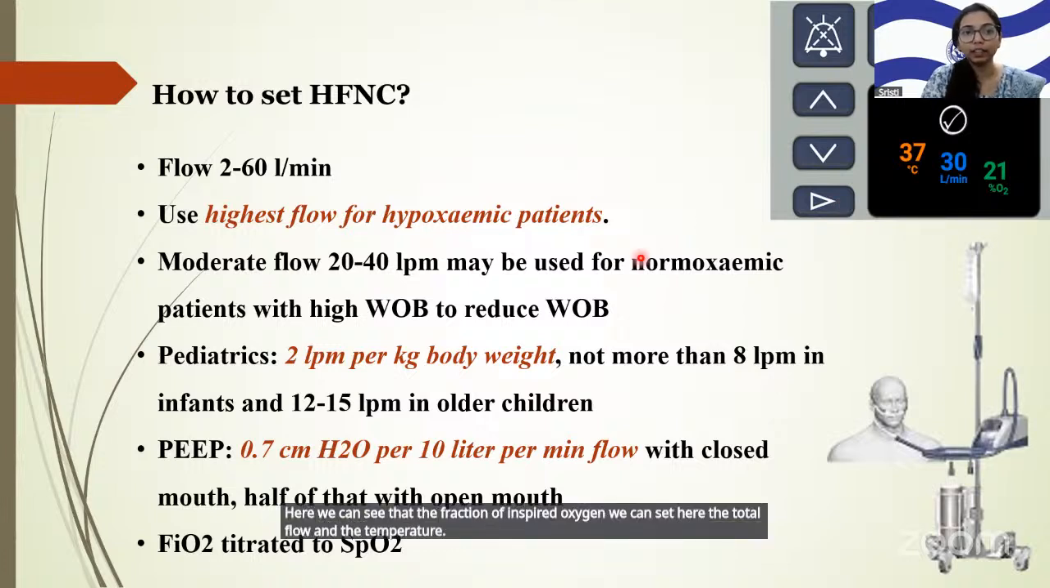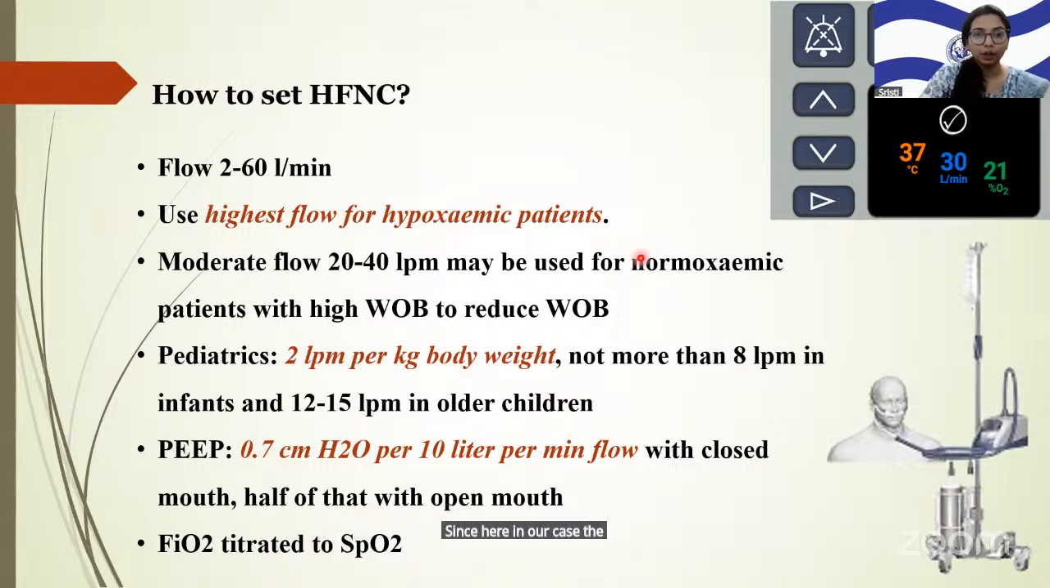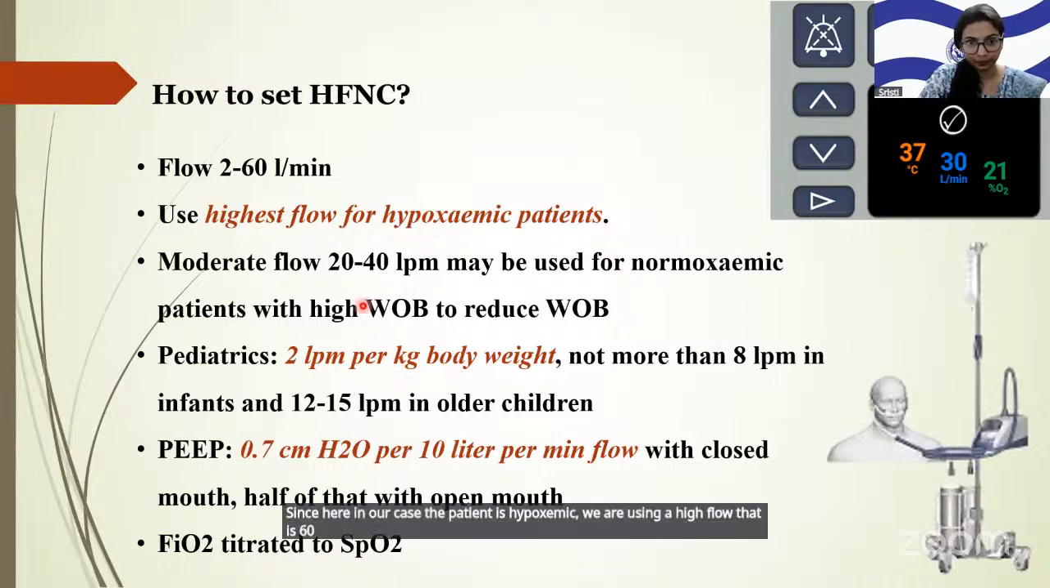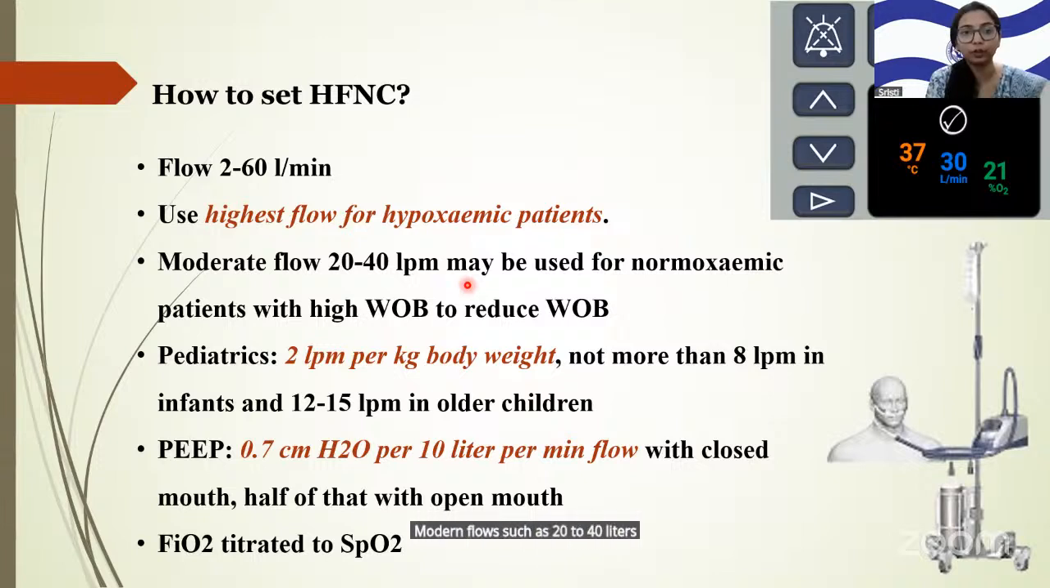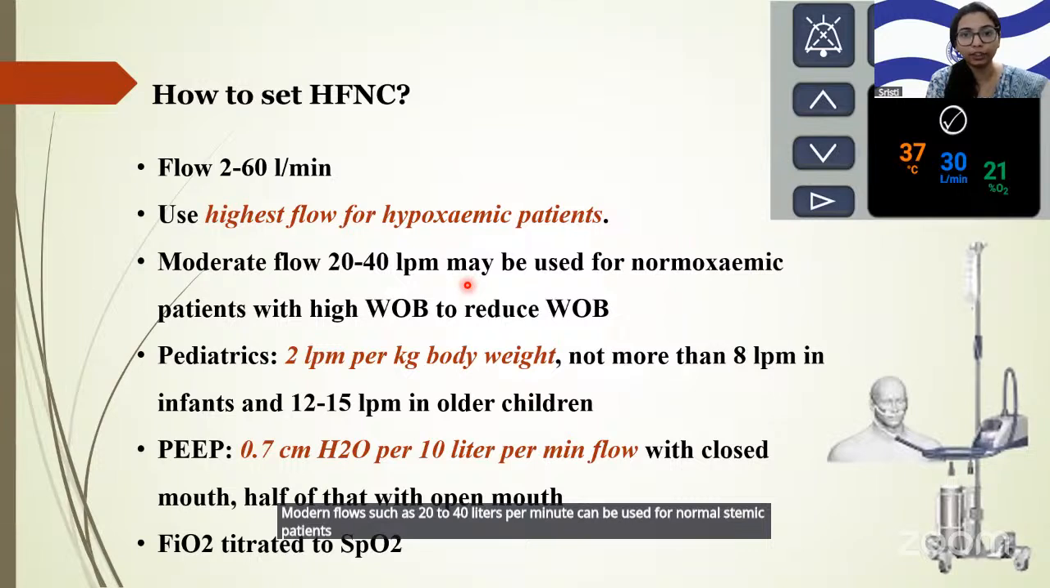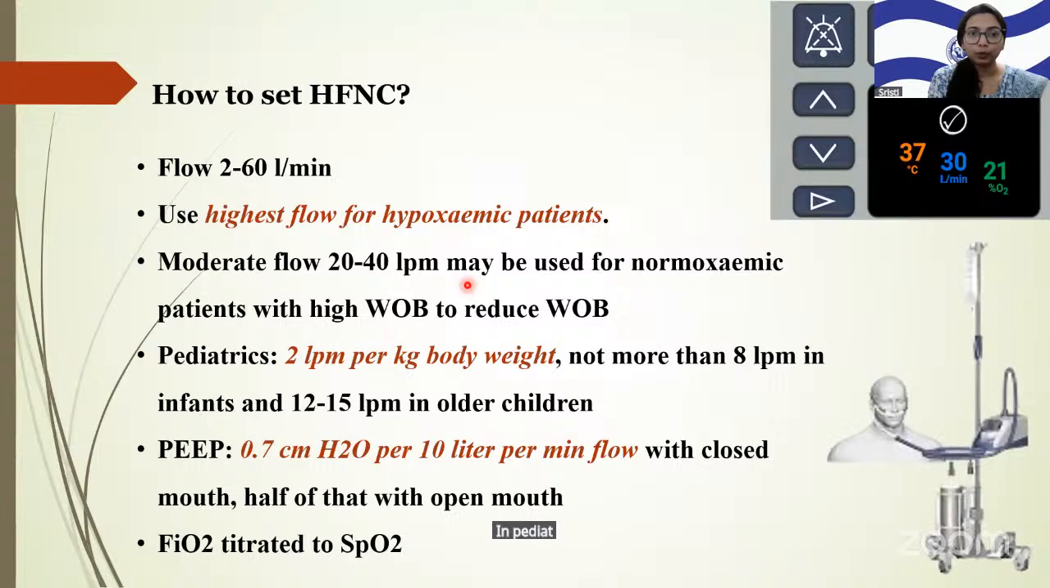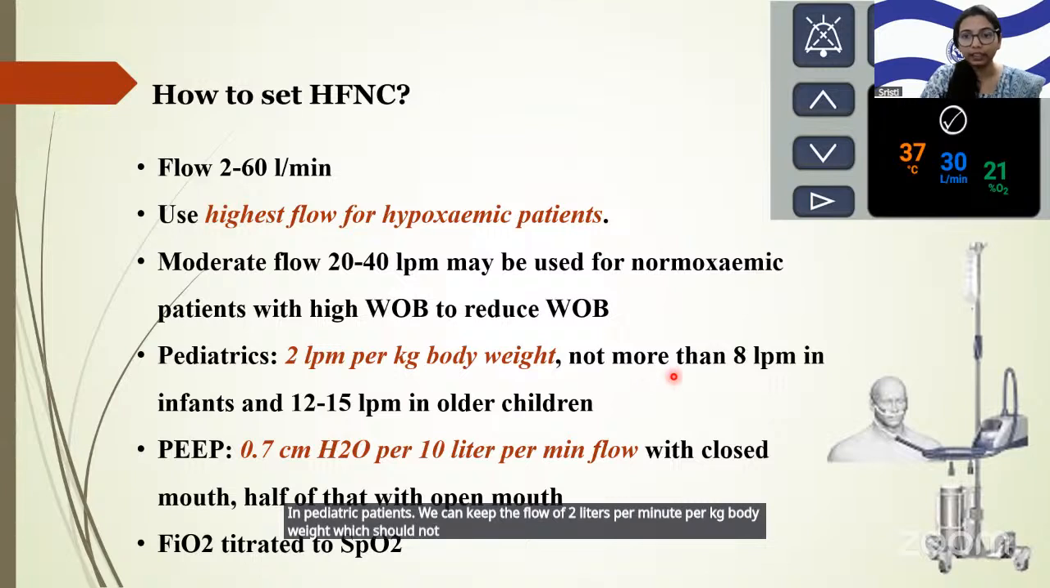Since here in our case the patient is hypoxemic, we are using a high flow, that is 60 liters per minute. Moderate flow such as 20 to 40 liters per minute can be used for normoxemic patients with high work of breathing to reduce the work of breathing. In pediatric patients, we can keep the flow at 2 liters per minute per kg body weight, which should not exceed 10 liters per minute in infants and 12 to 15 liters per minute in older children.